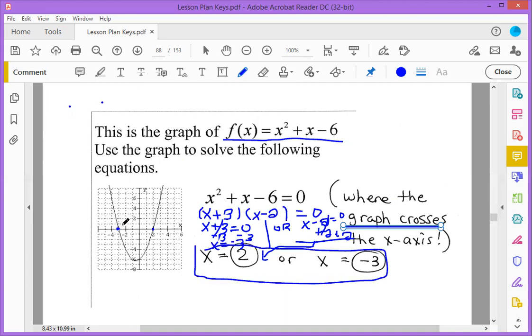But when you're looking at a graph, you can get those same solutions by looking at your x-intercepts. You see how we cross the x-axis right here at 2, and we also cross again over here at negative 3. So we can get those zeros or those solutions to this function by also viewing the graph.